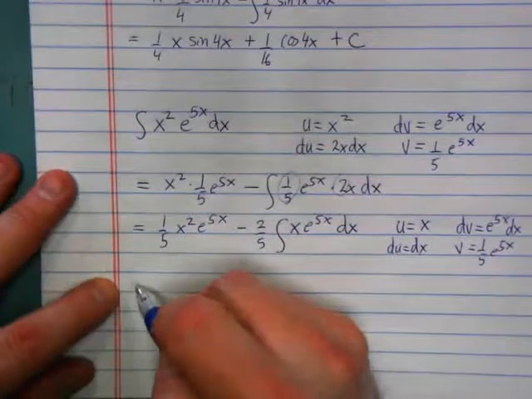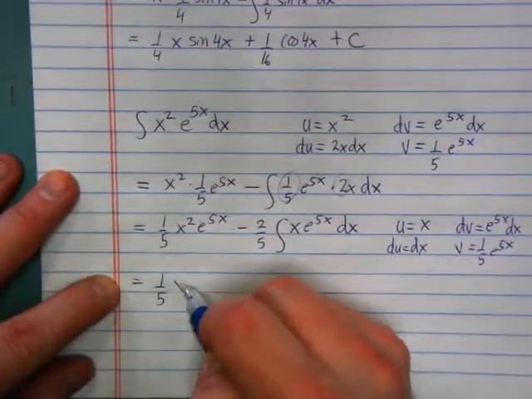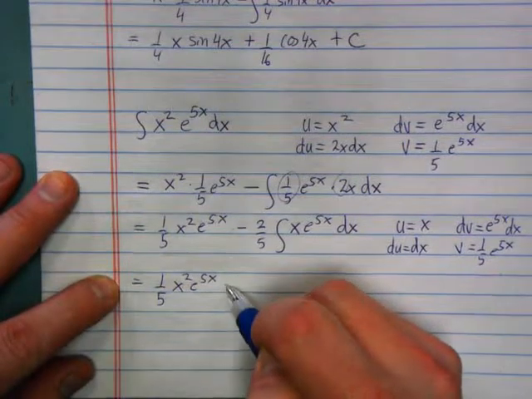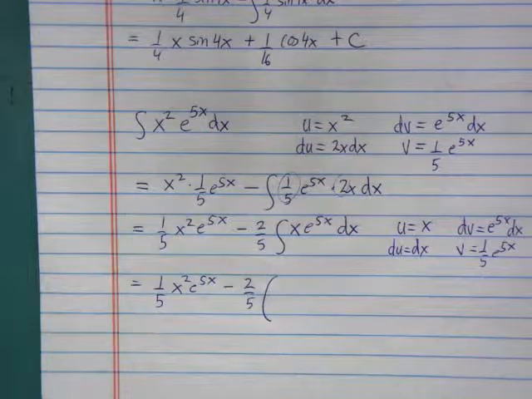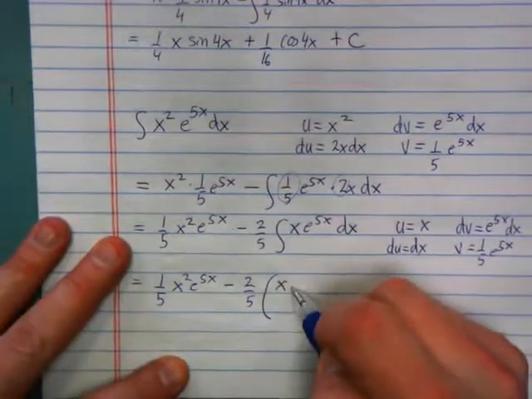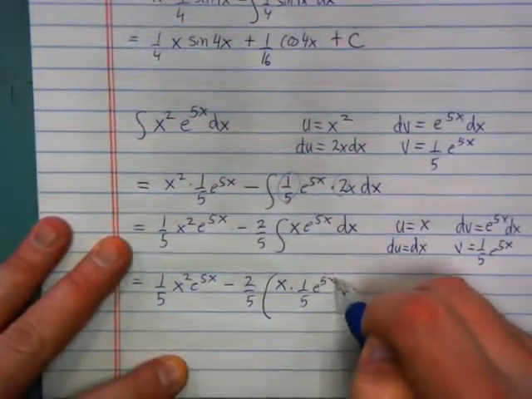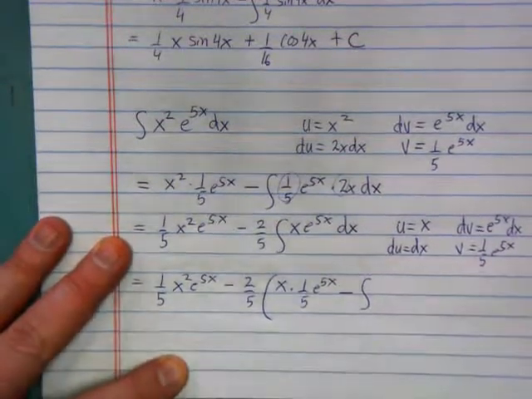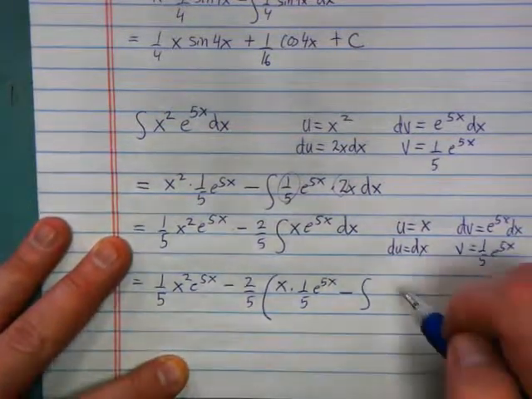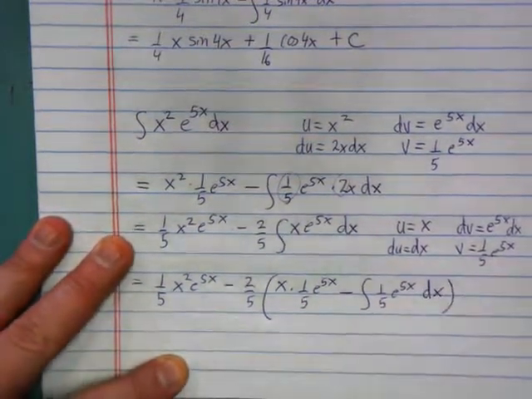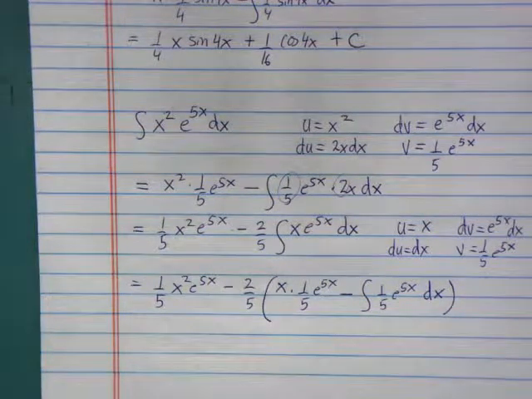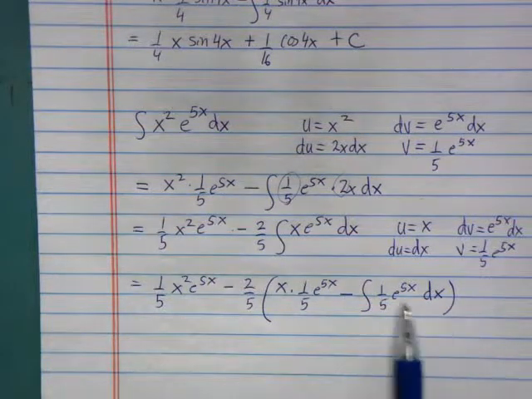All right, so we have 1/5 x squared e to the 5x minus 2/5 times, I've got to take this negative 2/5 and multiply it by everything coming up here. U times V was x times 1/5 e to the 5x, minus the integral of V, which was 1/5 e to the 5x, du, which was dx. And now we can finish it off, can't we? Because now this is something we can integrate directly.